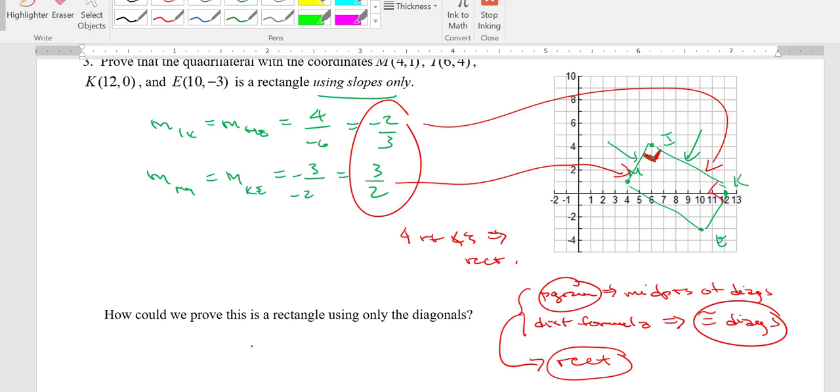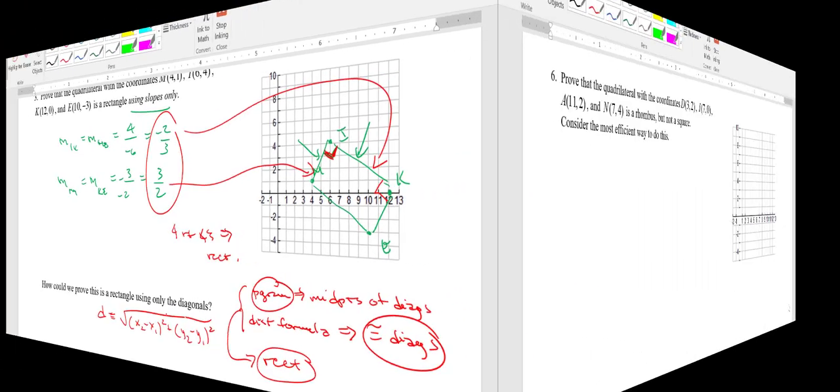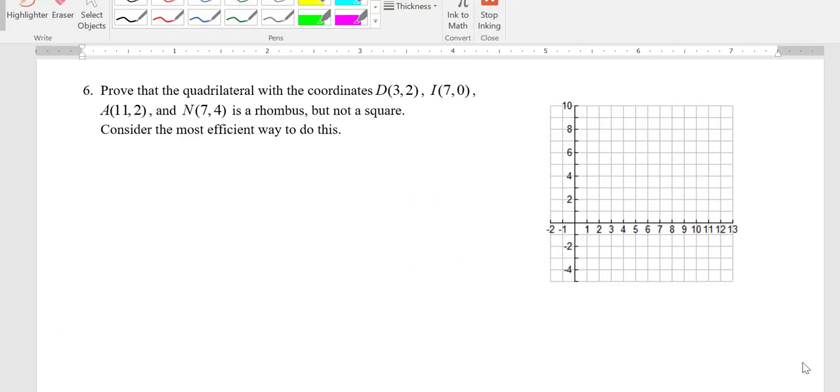As a side note, the distance formula is d is equal to the square root of x sub 2 minus x sub 1 squared plus y sub 2 minus y sub 1 squared. Okay, just as a reminder from the beginning of the school year. Okay, let's jump to page 2. We're on the back side. The problem I want to get is problem number 6 here.